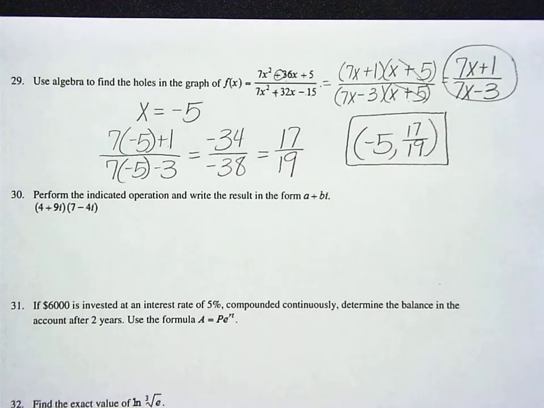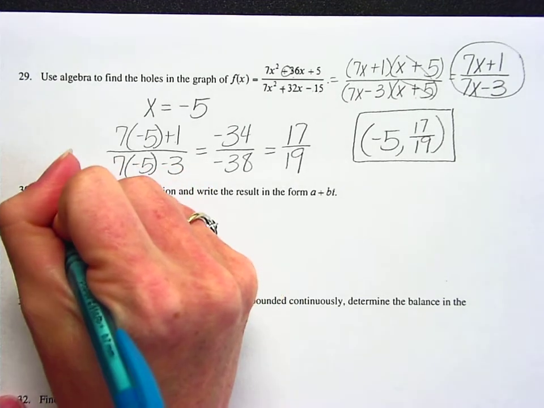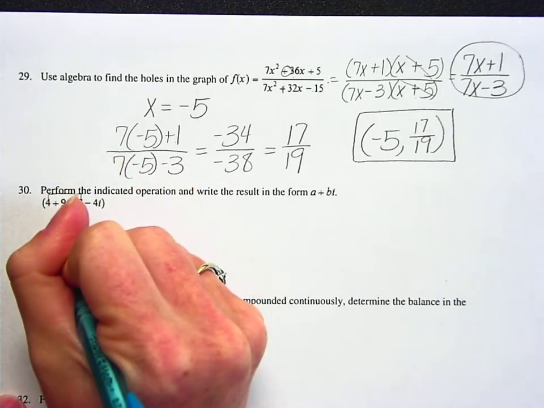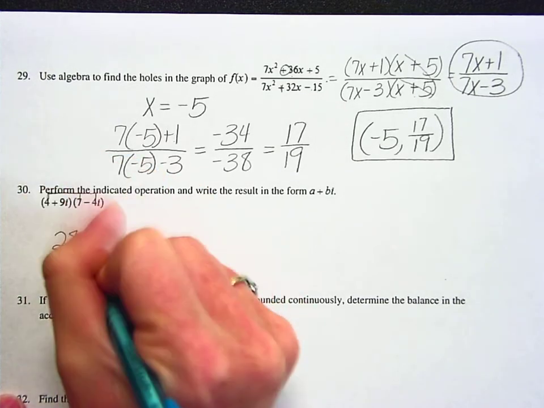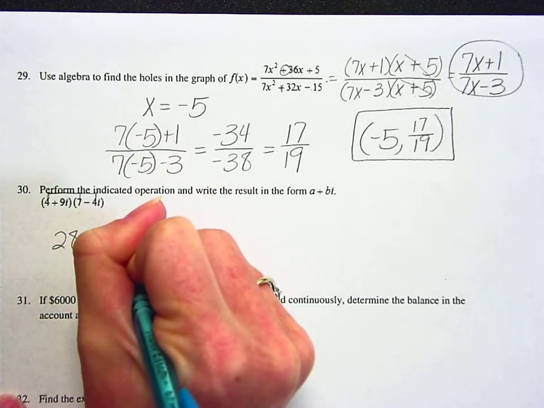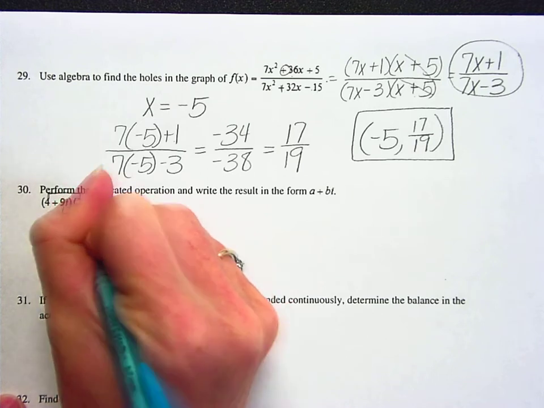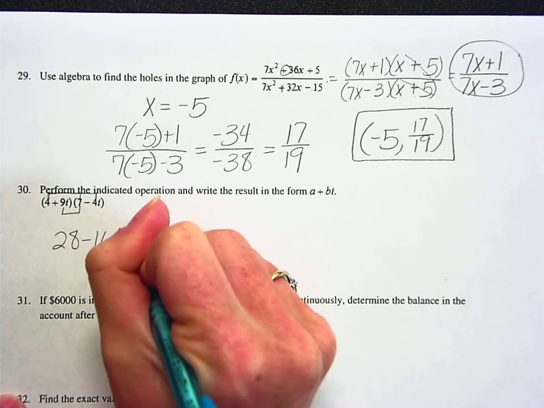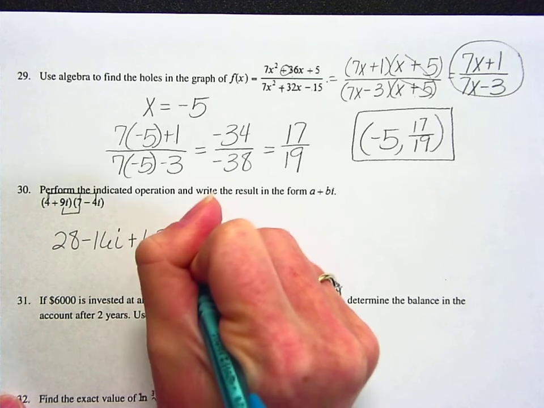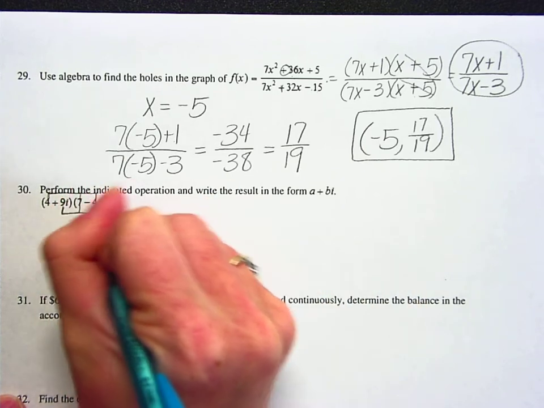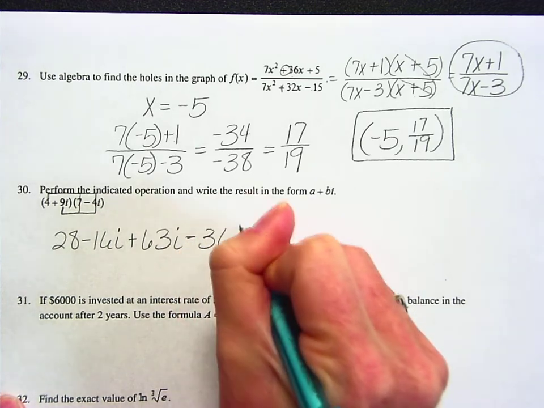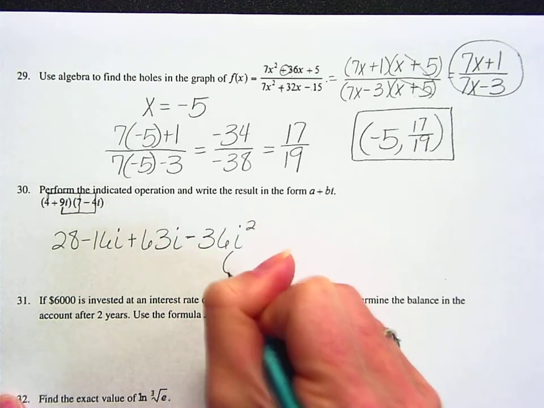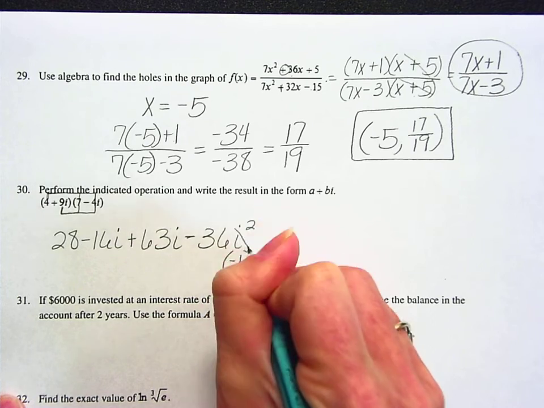All right, back to my i's. If I'm going to multiply these together, I'm going to use FOIL or distribute. So I'm going to start with 4 times 7, which is going to give me 28. And then 4 times negative 4i gives me minus 16i. And then right here, I'm going to have positive 63i. And then I'm going to have negative 36. And then i times i gives me i squared.